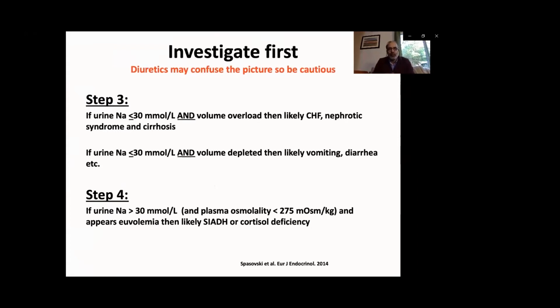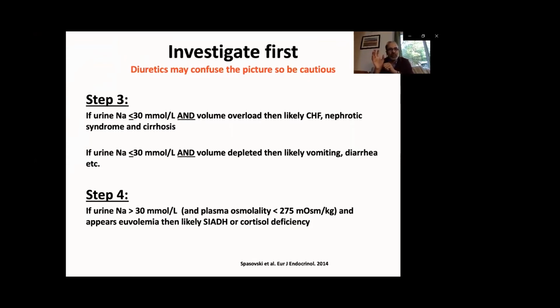Next step, you look at urine sodium. If urine sodium is less than or equal to 30 millimole per liter (some say 20, but we use 30) and the patient is obviously volume overloaded, you have no question the patient is volume overloaded, then the chances are that your patient may have heart failure, CHF, nephrotic syndrome, or cirrhosis.